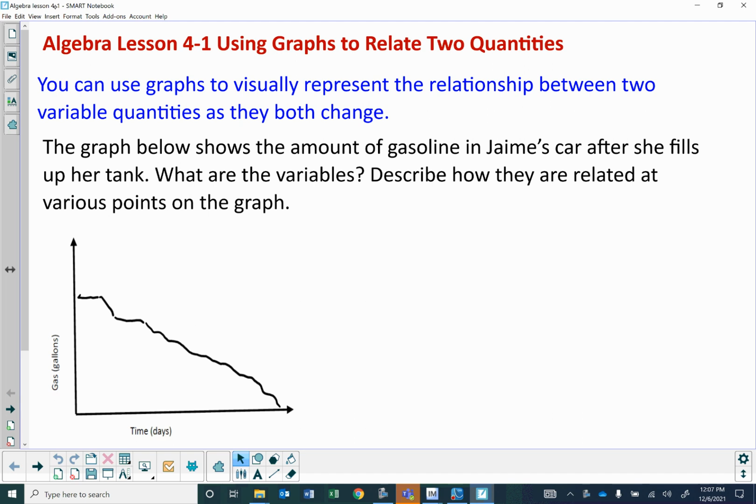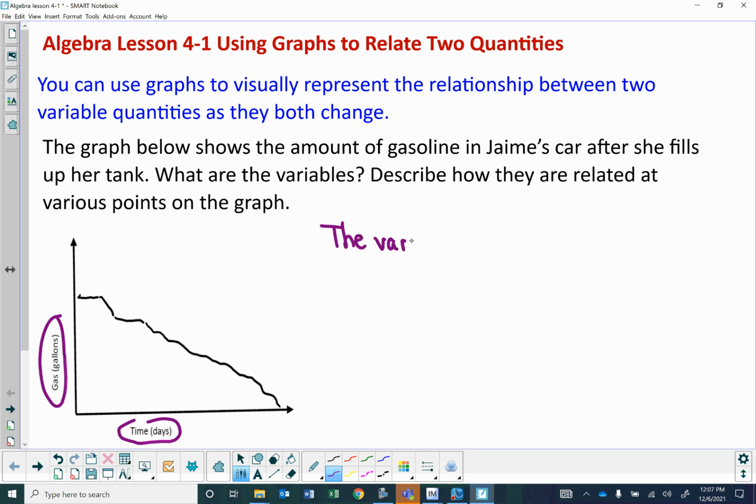The graph below shows the amount of gasoline in Jamie's car after she fills up her tank. What are the variables? Describe how they are related at various points on the graph. Okay, so our two variables are obviously, down here we have time, and it is measured in days, and we have gas, which is measured in gallons. So those are our two variables. The variables are time, which is measured in days, and gas, measured in gallons.